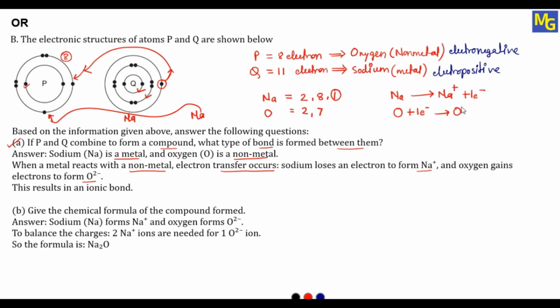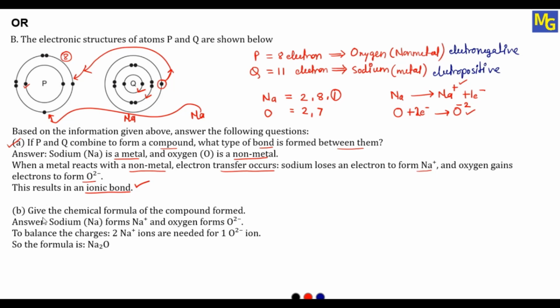But as I told, oxygen will take two electrons. Therefore, it requires two electrons. So it takes two electrons, it becomes minus 2. And this positive Na plus and negative O minus 2 combine to give an ionic bond. So here I have written this results in an ionic bond because it is forming positive and negative ions.